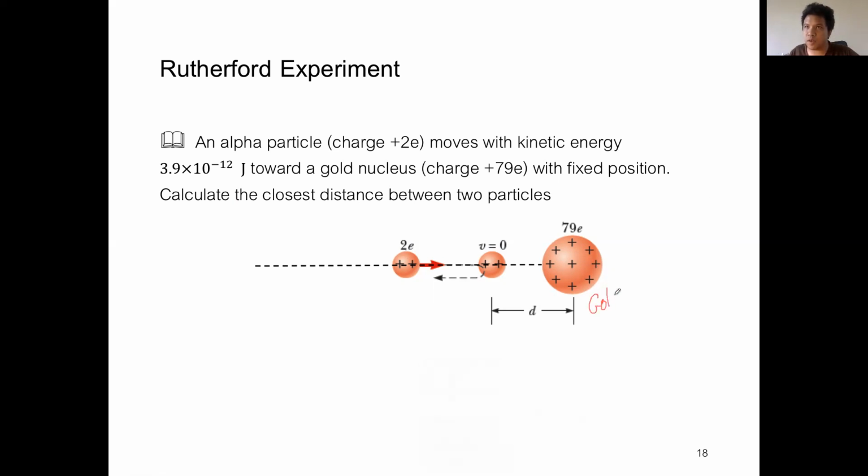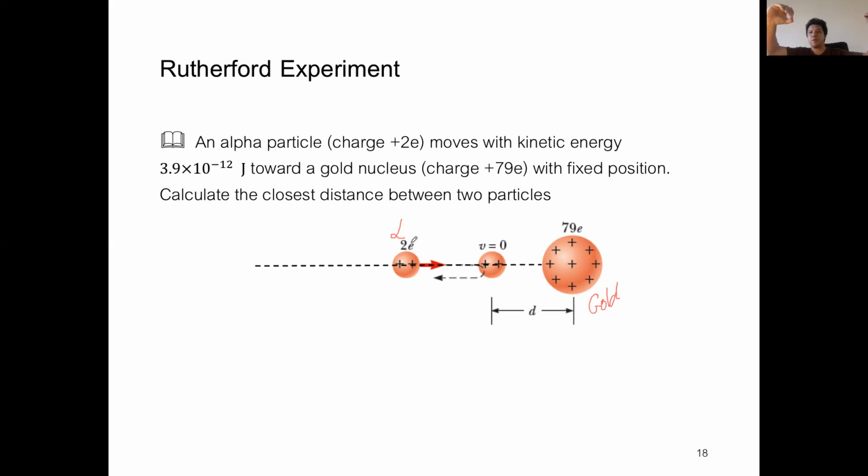So in this one, the big one is gold, and the small one is the alpha particle. We shoot the alpha particle from somewhere else into the gold nucleus, and then the repulsion will make the particle stop and then turn around.